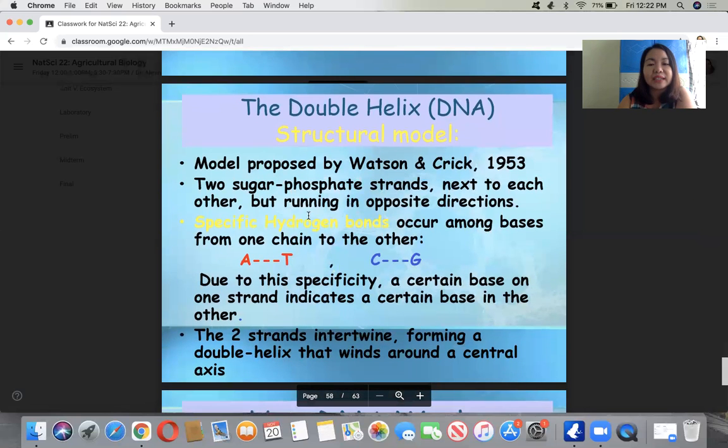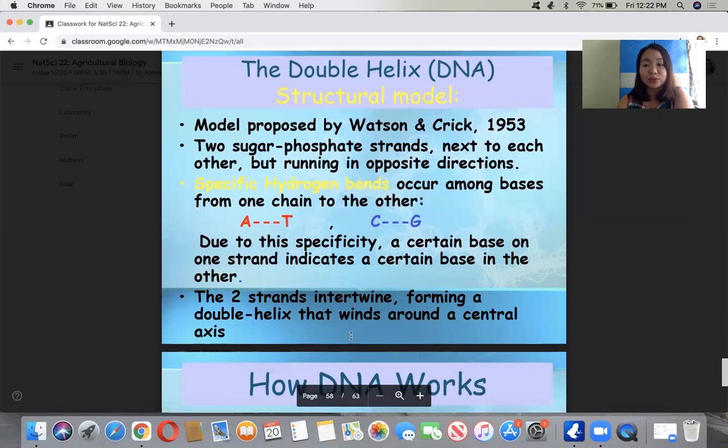The double helix DNA structural model was proposed by Watson and Crick in 1953. The 2 sugar-phosphate strands are next to each other but run in opposite directions. Specific hydrogen bonds occur among bases from one chain to the other, from A to T and C to G, and this is due to the specificity of a certain base on one strand, which indicates a certain base on the other. So the 2 strands intertwine, forming a double helix that winds around a central axis.